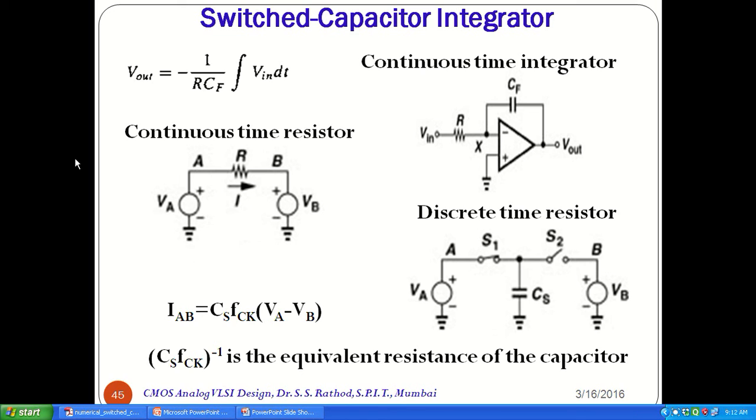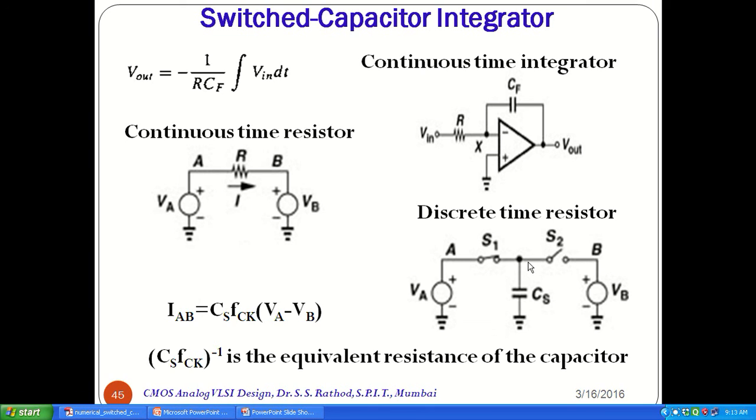Can we perform this activity, that is, take a certain amount of charge from node A and give it to node B by a capacitor along with some switches? That is shown in the right hand side figure. Here there are two switches, S1, S2, and a capacitor CS. When S1 is closed, S2 is open, so capacitor CS will charge to VA, and then we will open S1 and close S2, so CS charges will be transferred to VB.